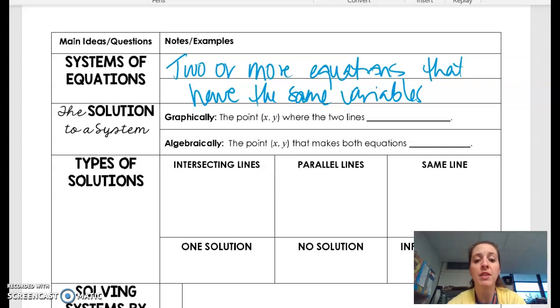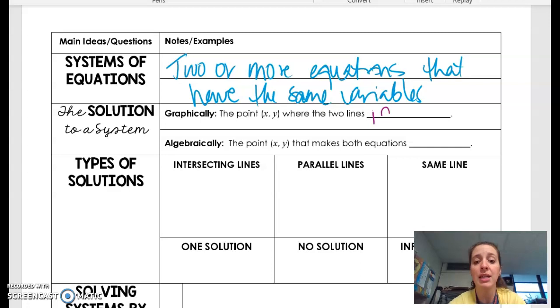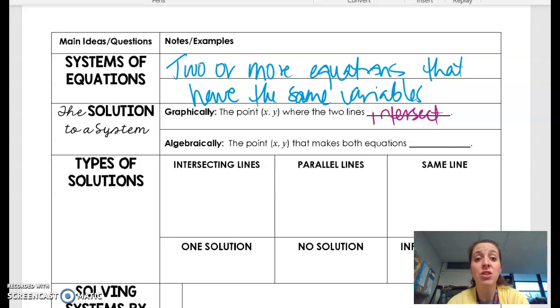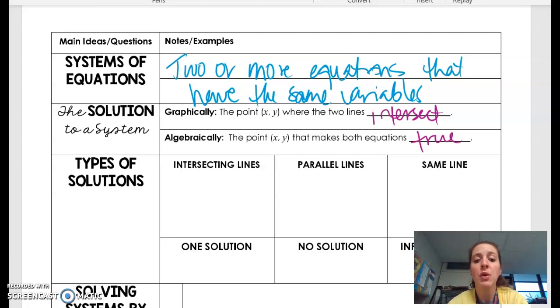So when we graph this system, the point where the two lines intersect is one of my solutions. When I'm graphing them, I can see that they intersect or they run into each other at one point, and that's going to be my solution. Algebraically, when I actually solve them, and we'll learn several ways to solve them, the point x, y makes both equations true. So if I have that x and y value, I can plug it into both of my equations and make true statements.